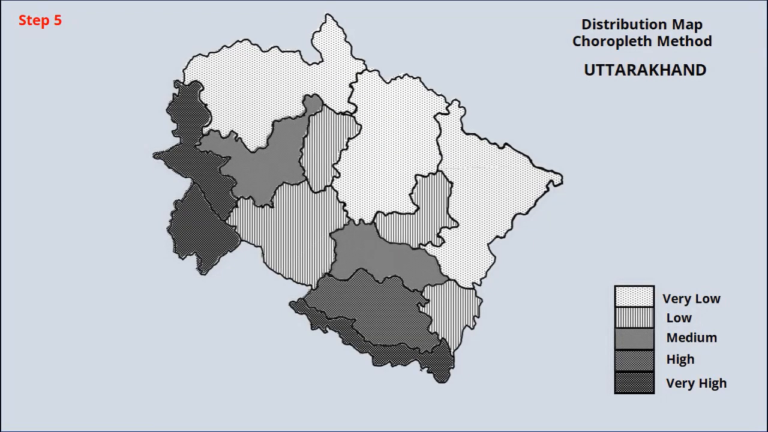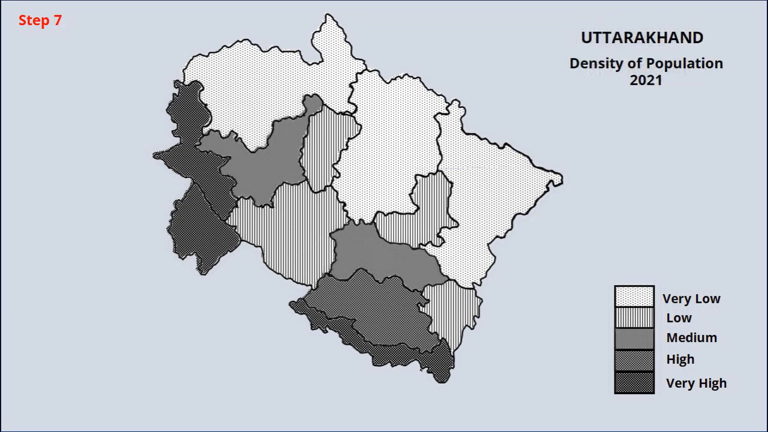Step 5. Now, we repeat step 4 for each district in the dataset. We locate each district on the map and fill its shape with the appropriate color based on its population density value. Step 6. Once we've filled all the districts with their respective colors, our choropleth map is complete. It's amazing to see how the map comes to life with visual representations of population density.